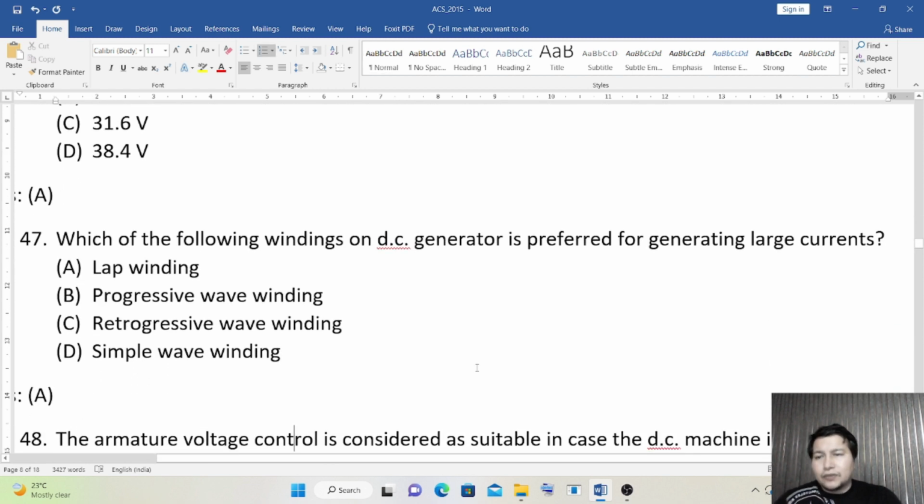Question 47. Which of the following windings on DC generator is preferred for generating large currents? Lap winding, progressive wave winding, retrogressive wave winding, simple wave winding. Your correct option is lap winding.